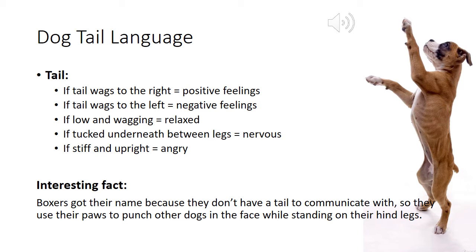Paws is the name for hands for a dog. It uses its front paws to communicate with other dogs. So it uses its paws to hit other dogs, to play with other dogs, and when it does this, it stands up on its hind legs, on its back legs, so it looks just like a boxer.